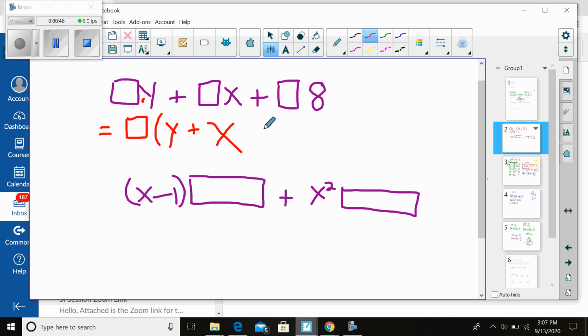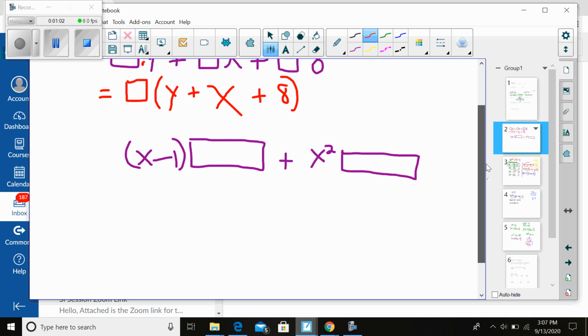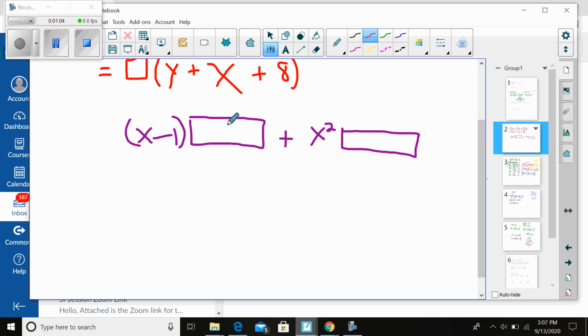Oops, that's a little off there. And then I'm left with 8 here. And I have to be able to multiply back in and get where I started. Okay, so we have to get used to, I used a little square here, but here I'm using a large rectangle because sometimes I can factor out something large.